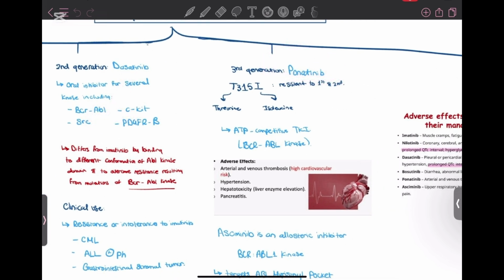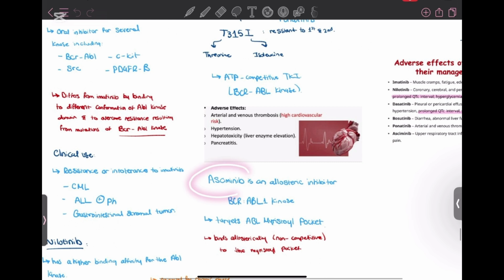So ponatinib is an ATP competitive tyrosine kinase inhibitor, while this one is going to be allosterically inhibiting it. Yani, it's non-competitive, while this one is going to be competitive.